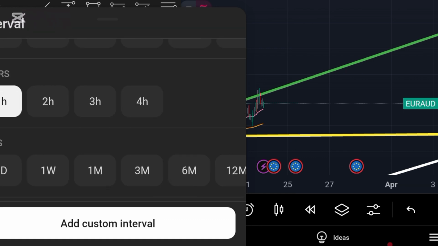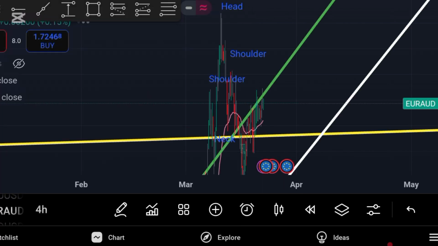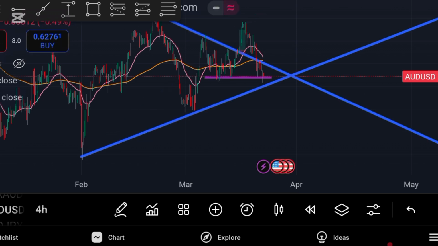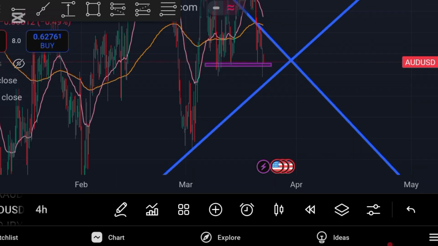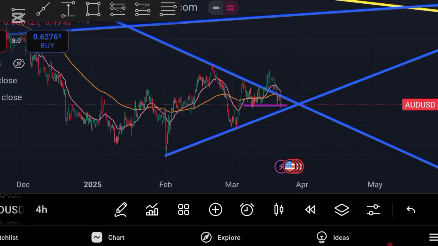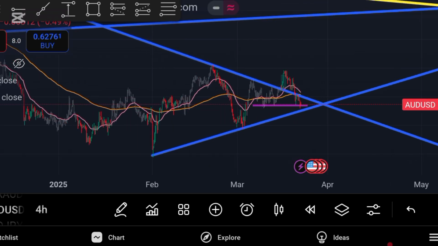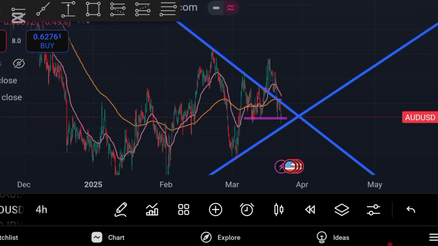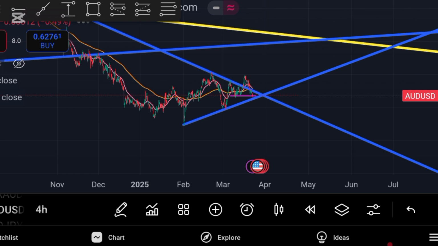Okay, now we're gonna move to the next pair. The next pair is going to be AUD USD. For AUD USD, as you guys know, my blue trend lines are my weekly trend lines. So it has been bouncing off of my weekly trend line. Let me just show you guys the bigger picture first.